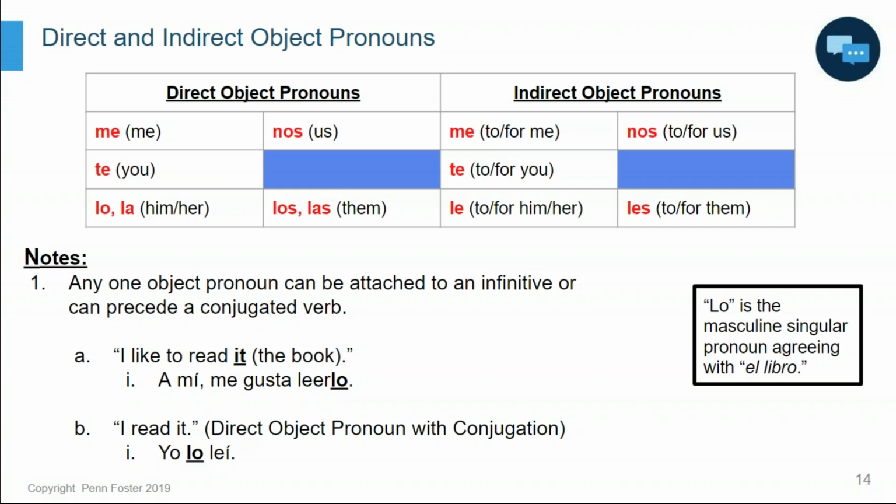Or any object pronoun can precede a conjugated verb. So in the second example, B, the lo, the pronoun, comes before the conjugation, which is in this case the preterite tense. I read it. It happened, past tense. And that lo in that second example can still refer back to the book, masculine singular for libro.